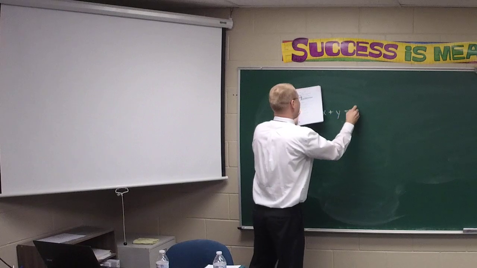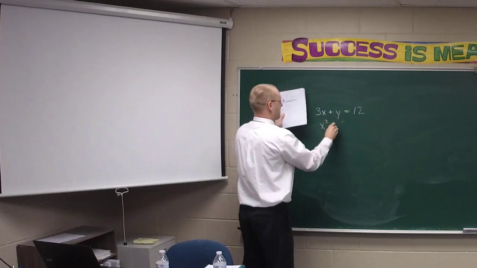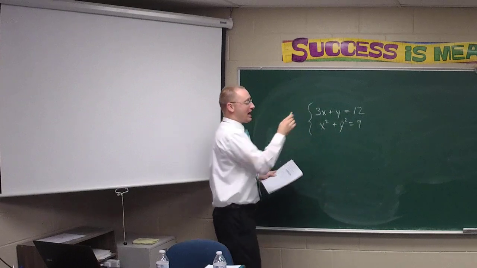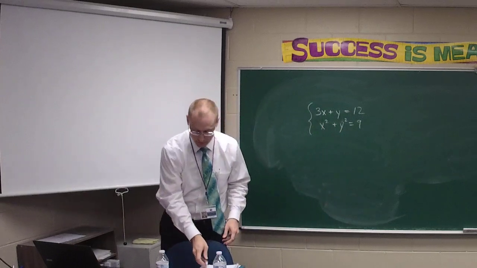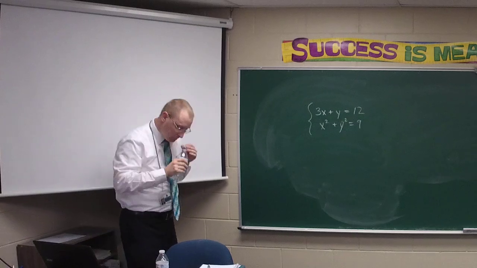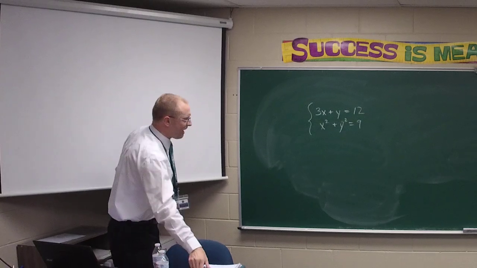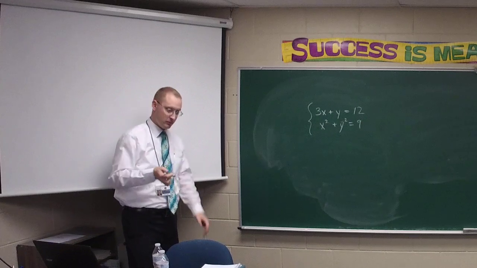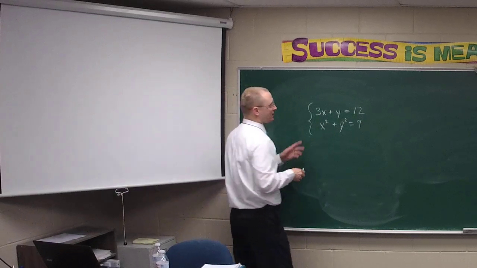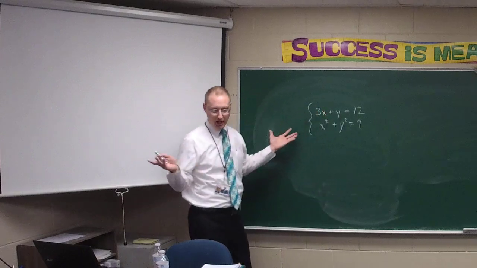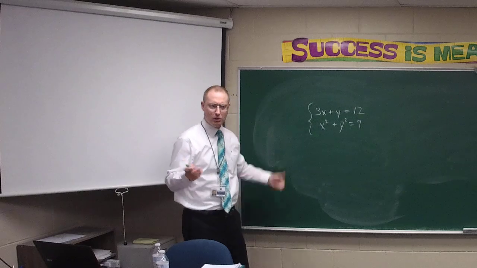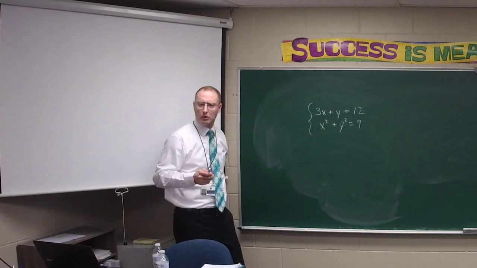Alright, 3x plus y is equal to 12, and x squared plus y squared is equal to 9. Top equation, class? Straight line, right? It's linear. Bottom equation. Circle. By the way, with what radius, Michael? 3. All right, so no like terms this time, right? By the way, why can't I just square the top equation and get y squared so they cancel? Why can't I do that, class?